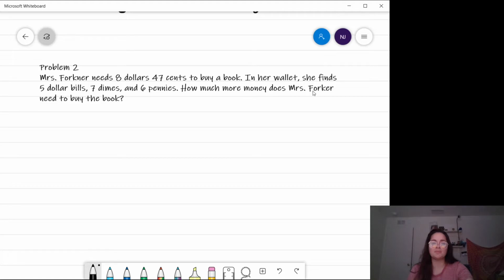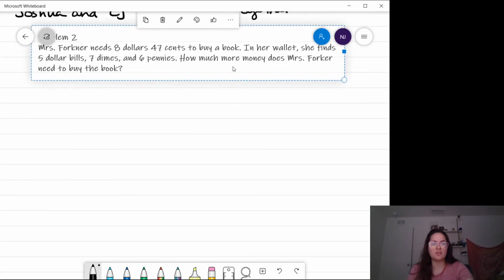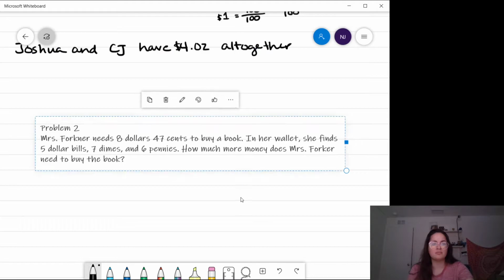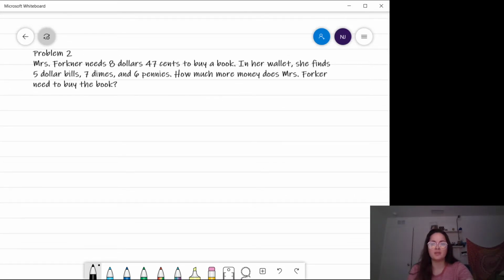How much more money does Miss Faulkner need to buy the book? So make sure you are reading the question again to really make sure what coins are we using. What words are being used in the problem? Think, what is it asking us to do? Try and figure out if there's something that you can draw to help you solve, and go ahead and pause the video and play it whenever you're ready to go over the answer.